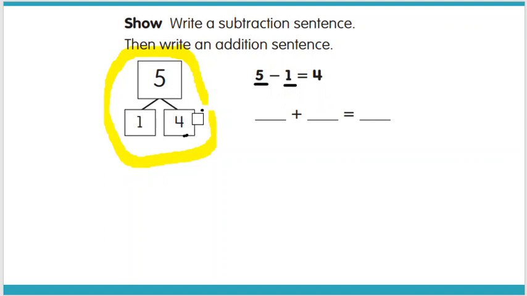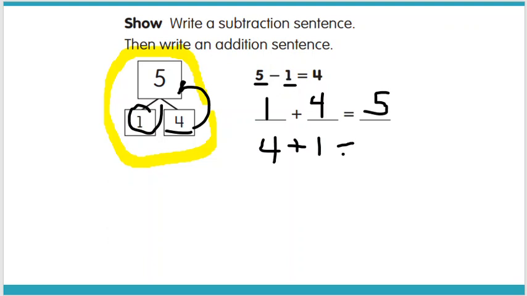Alright, so we know if that's true, we know the opposite can be true too. And we can also say that 1 plus, so this number plus this number will equal that number. So 1 plus 4 equals 5. That's one option. I could also say the correct answer would also be 4 plus 1 could also equal 5. We could just flip that around. Either way makes it work, and it's correct.